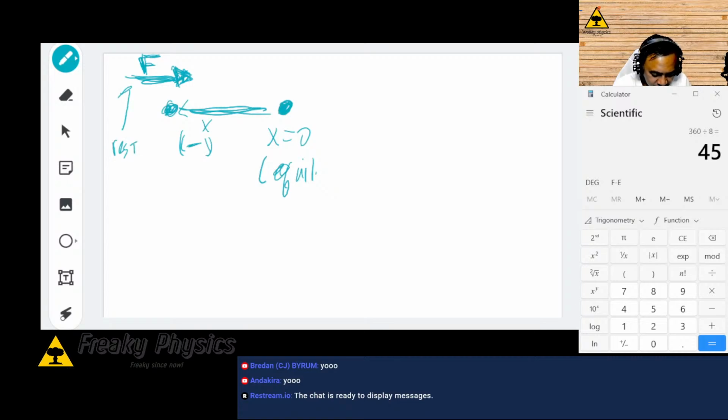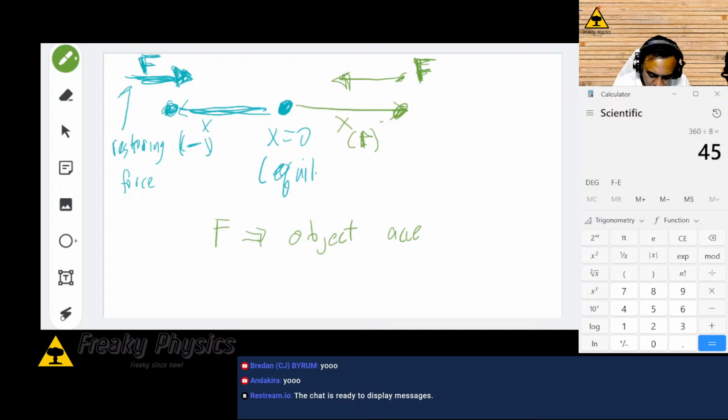So you can define this. Now, it's called a restoring force because it will restore your object to the equilibrium position. Okay, so similarly, we go the other way. If this is your x, which is positive, then there must be a force going that way to restore it as well. Okay, so in both of these cases, the forces mean the object will accelerate. So there's an a.